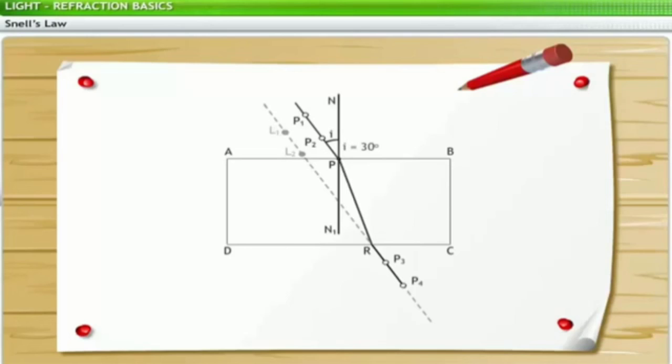After joining PR, we measure the angle of incidence P1PN and the angle of refraction N1PR. Finally, by finding their sine values and applying it in the formula, we find mu is equal to sine i divided by sine r. If the experiment is repeated using different values of angles of incidence, the refractive index remains the same. Thus, this experiment verifies Snell's law.